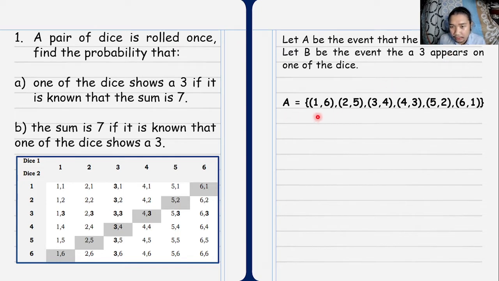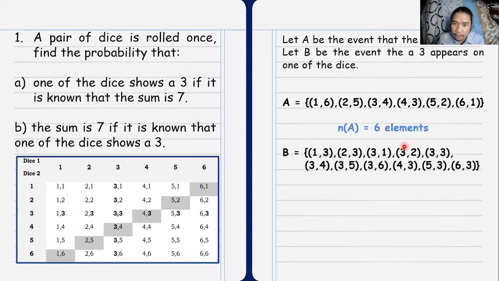So for A, we need to identify which are the elements that the sum is 7. So 1 plus 6 is 7, 2 plus 5 is 7, and so on. And then after we list down the elements of event A, we need to count the elements. So we have 6 elements from there. And then let B be the event that a 3 appears on one of the dice. So here in event B, all of the elements have number 3. After we list down the elements, we need to count them, and we will have 11 elements.